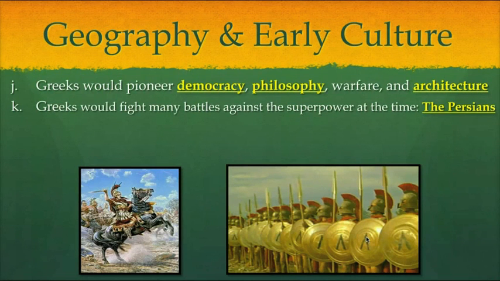The Greeks would fight many battles against the superpower at the time, the Persians. And the reason I'm mentioning that here in a lecture about geography and early culture is the Persians are going to be a big thorn in the side of the Greeks. This is foreshadowing for us, because we're going to learn all about who the Persians were, and then we're going to look at the Persian Wars. So I put this in here basically to kind of set the stage for what is to come. We'll definitely look more deeply at the Persians as well.